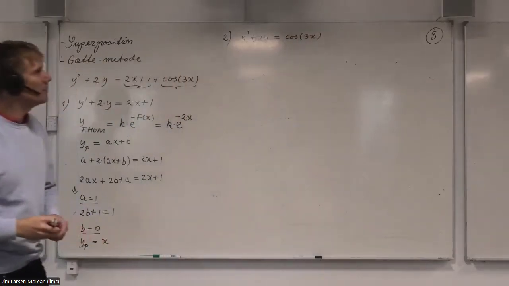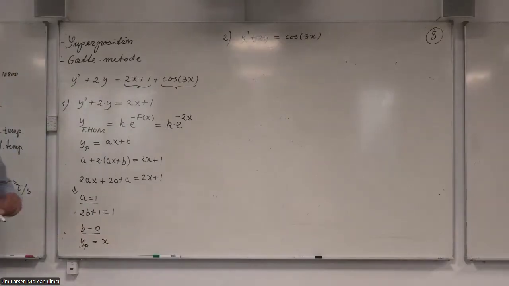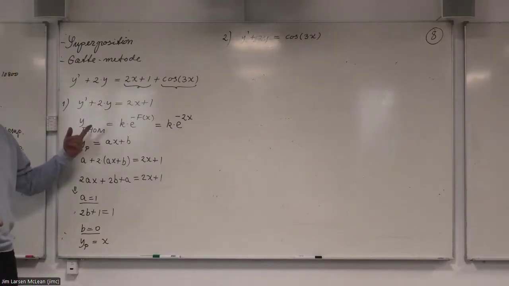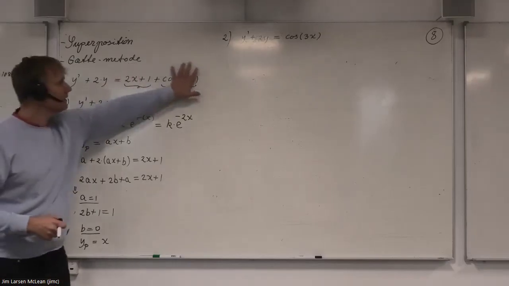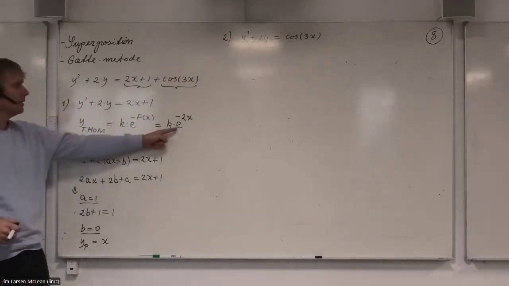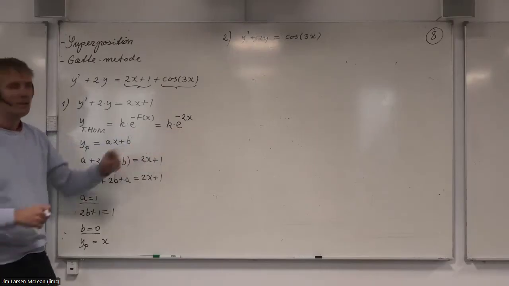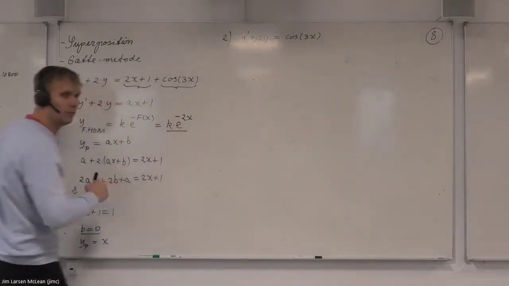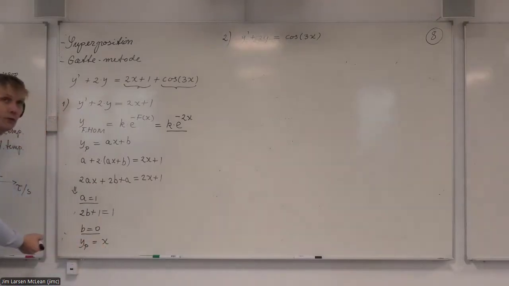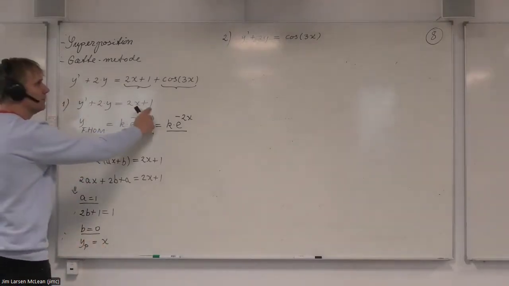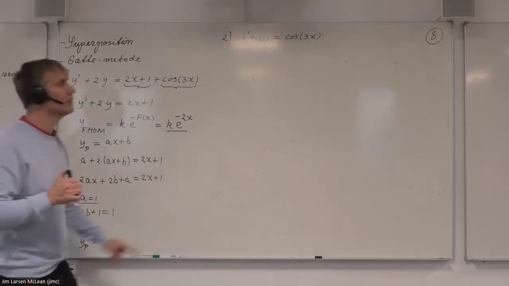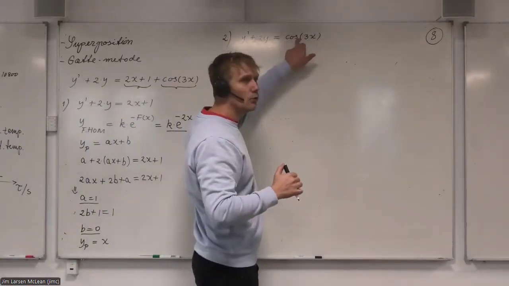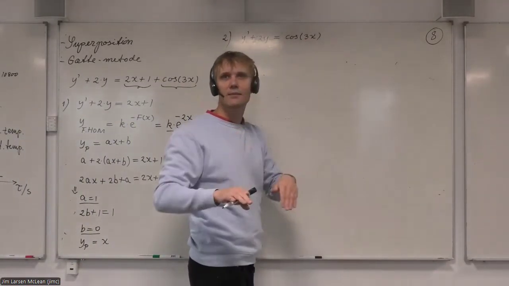And now we need to think about, we have already found the complete solution to the homogeneous version, which was the one where we set everything on the right side to 0. We have found that, it's right here, but we don't need to find it again. We have found 2 out of 3 components. We have found the particular solution when it is just 2x plus 1. And now we need to find the particular solution when it is just cosine of 3x. Then we add all three things together, and we are done.